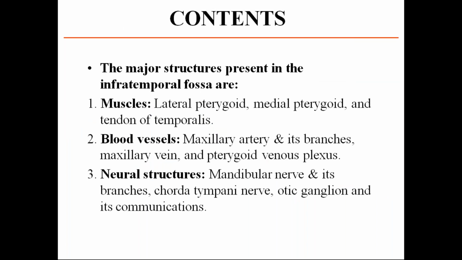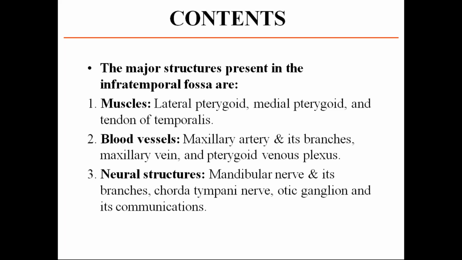So the major contents are muscles, blood vessels, and neural structures. So muscles are the muscles of mastication. That is mainly three muscles: lateral pterygoid, medial pterygoid, and tendon of temporalis. Okay. And the blood vessels, if you see, are the maxillary artery and its branches, maxillary vein and pterygoid venous plexus. So neural structures, if you see, are the mandibular nerve and its branches, chorda tympani nerve, otic ganglion and its communication. So these are the major contents in the infratemporal fossa. All these structures we are going to see in detail in each session.